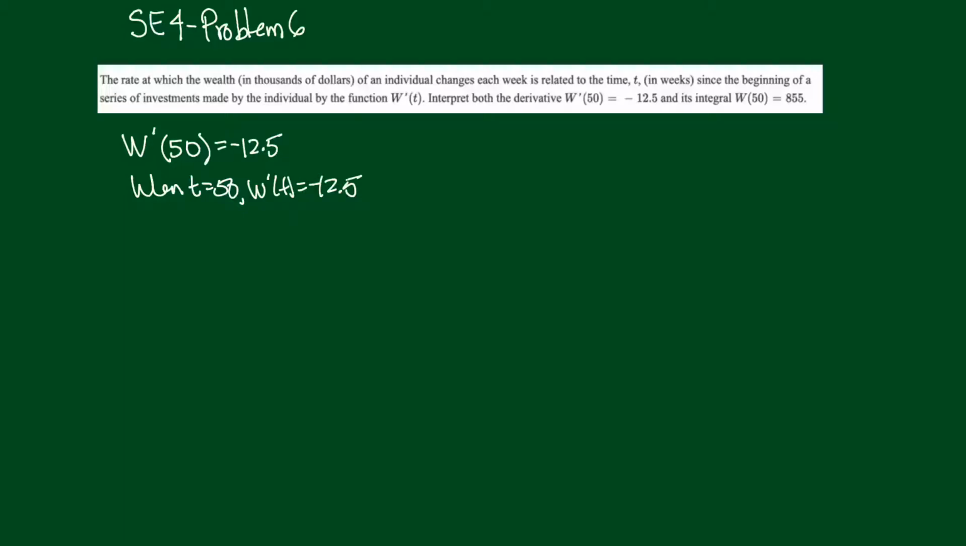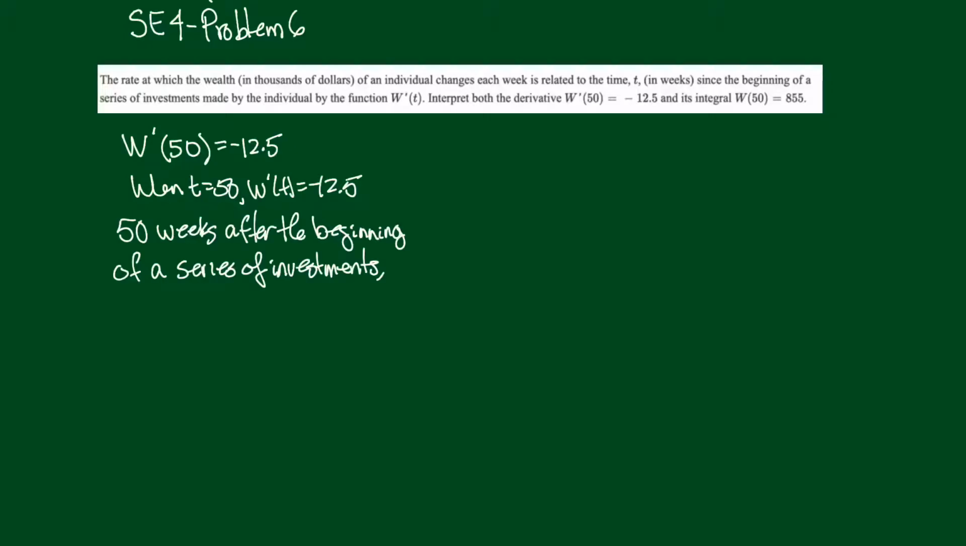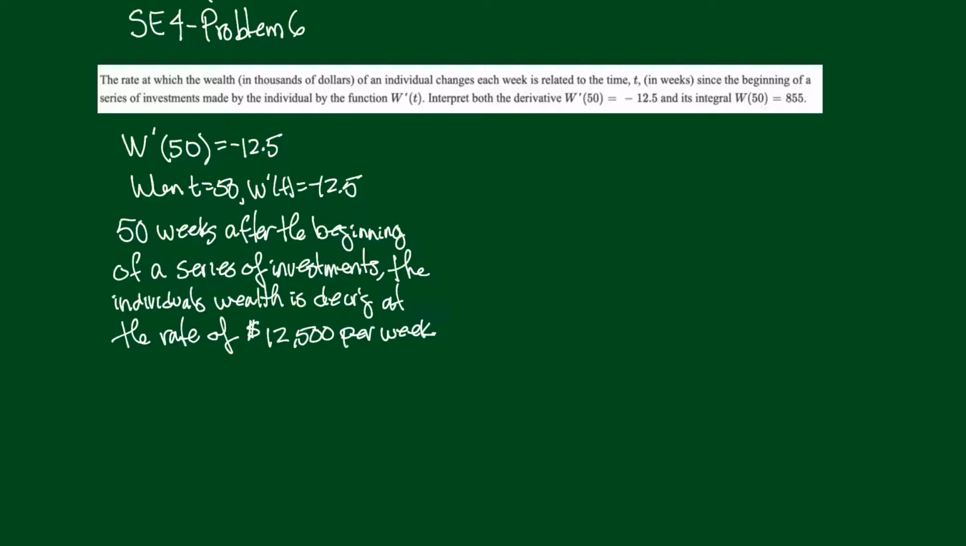Here's what it means. So far we've got this. When the input is 50, the output is negative 12.5, and the input, remember, is the number of weeks after the beginning of a series of investments. So we're at 50. So 50 weeks after the beginning of a series of investments. So let's follow along here. All right, what does this tell us here?